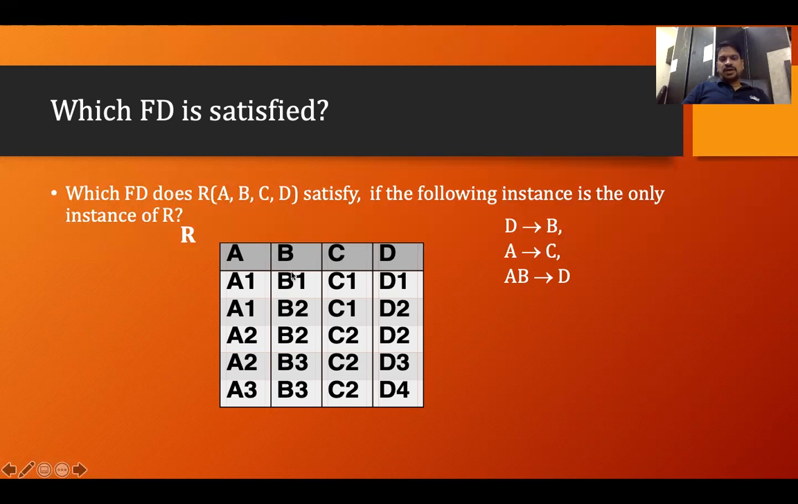As you can see, all are unique, right? A1, B1, so there is no A1, B1 again. A1, B2, there is no A1, B2 again. A2, B2, there is no A2, B2 again. A2, B3, there is no A2, B3 again. So the left-hand side part is unique, so definitely the right-hand side will be determined. So if you find any primary key, definitely that primary key will be your determinant part.